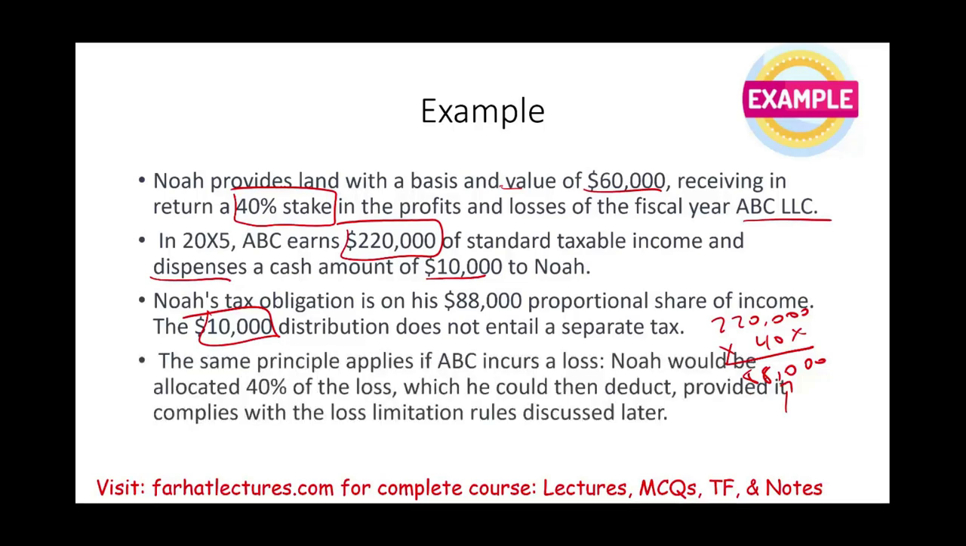The same principle applies if ABC incurs a loss. Noah would be allocated 40% of the loss, which he could then deduct, provided, you know, there is no loss limitation, as we will discuss later.